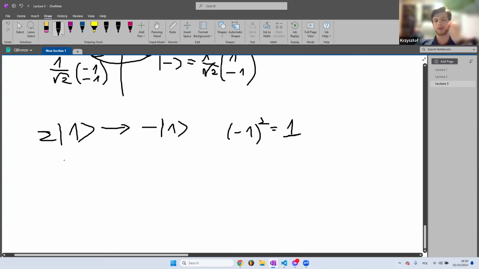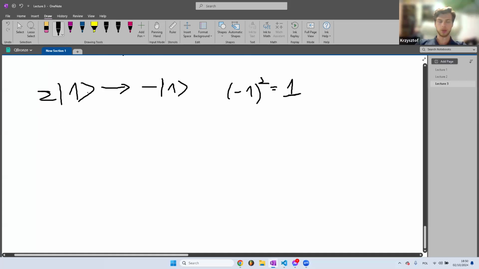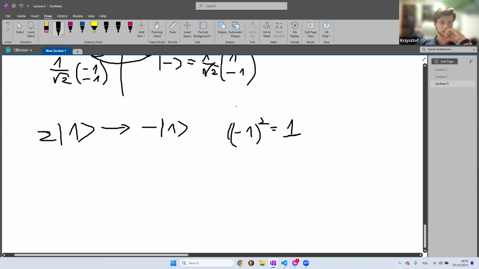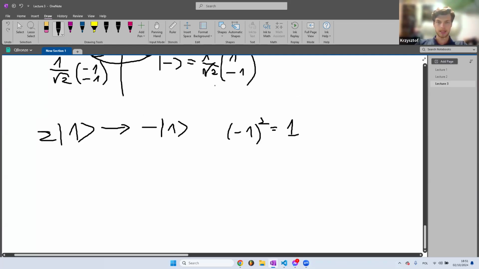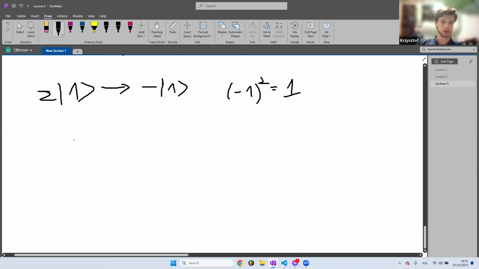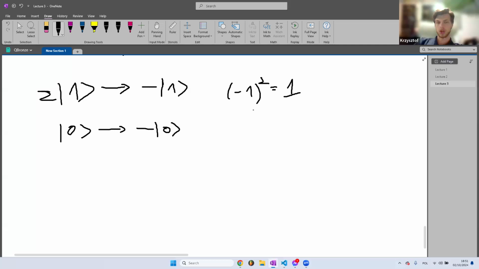So after applying the Z gate on the qubit, you are not able to tell a difference between those two quantum states. And this is called a phase, or a phase problem you may also call it. But what now with the qubit 0 and -0? We are also not able to distinguish between those two states.